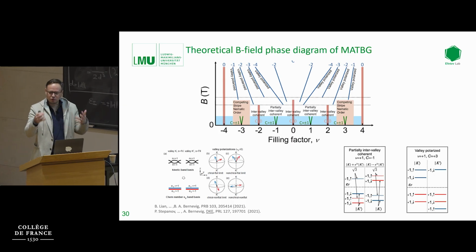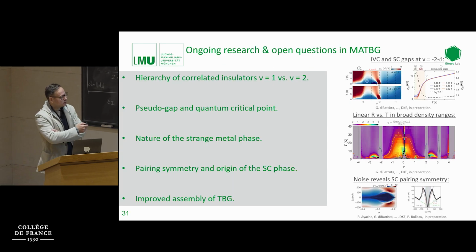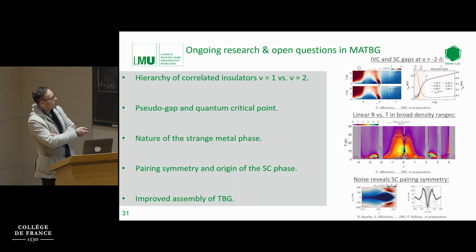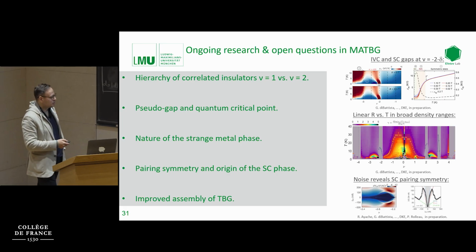So now I think this is the overview of the current thinking on twisted bilayer graphene. I think there are tons of open questions still. Hierarchy of correlated insulators not yet understood. We observe a pseudo gap and potentially a quantum critical point, but we have not worked it out in much detail yet. Nature of strange metal phase, pairing symmetry of the superconducting state, where here in the group of Prineas-Rouleau, some experiments are going to decipher the pairing symmetry of the states. So a lot of those open questions are still there, and people need to continue working on this to figure them out.